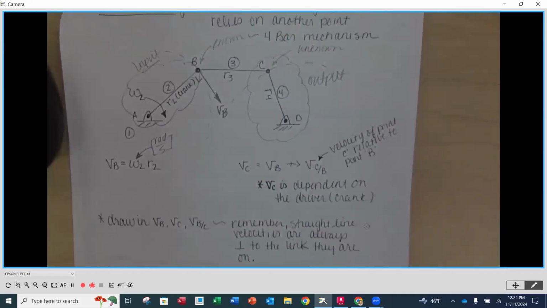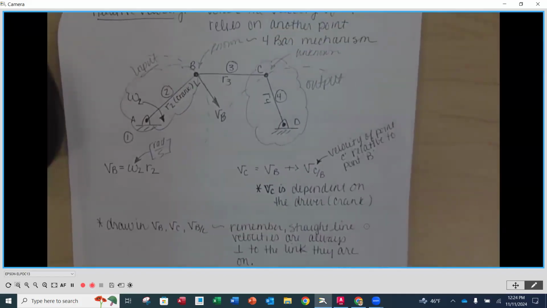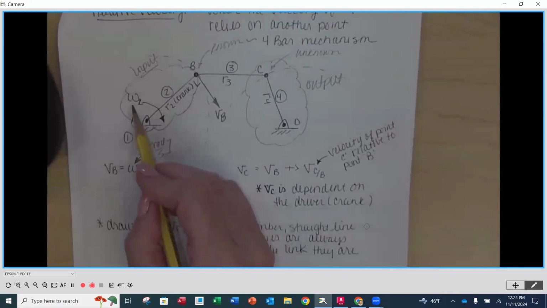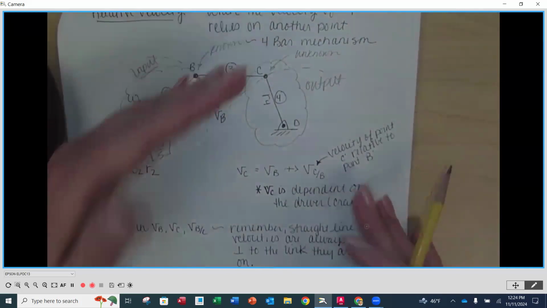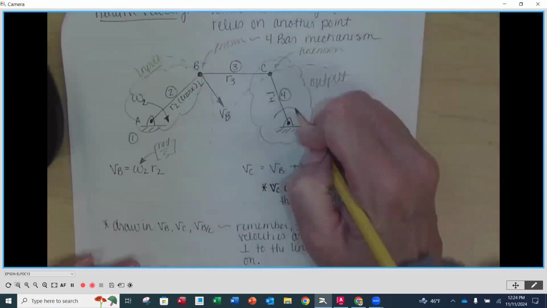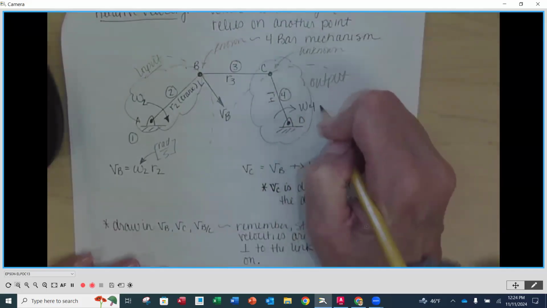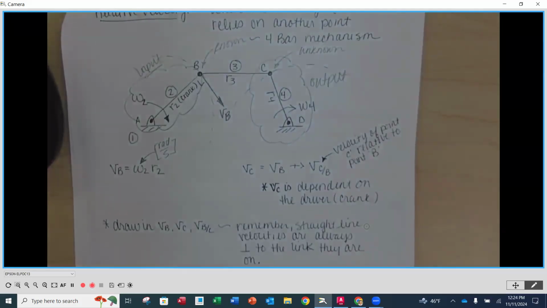Let's look at the velocity of C. Now, we're going to have to make a little bit of an assumption. If this is going in a clockwise direction, do you see that if you would push this along, W4 would also be in a clockwise direction? Would you agree at this point in time? Yeah.